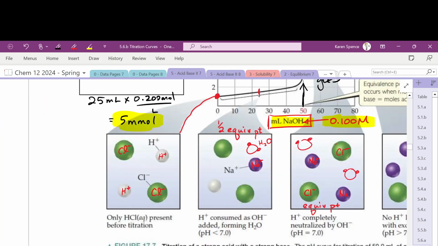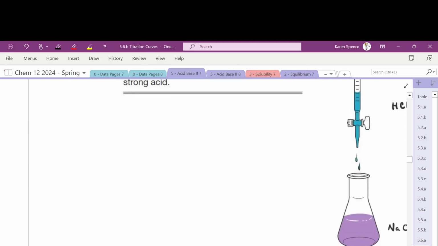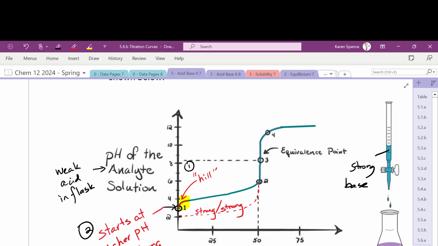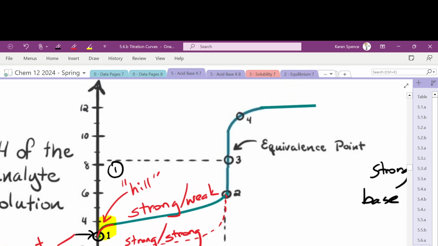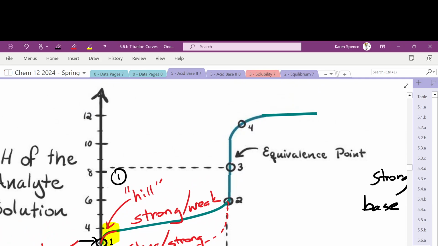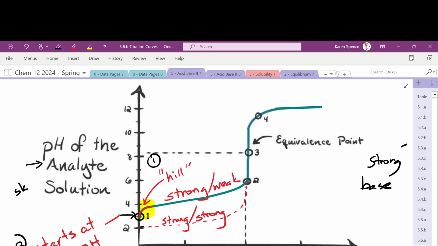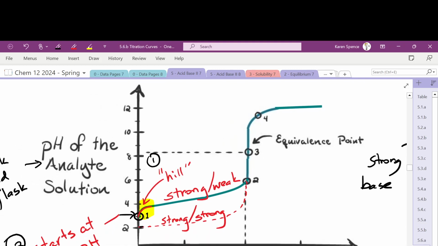Let's go back to page 96. This is our strong-weak titration. What is different? We have that hill at the beginning. It starts higher. What else is different? At the equivalence point, the pH is not 7. Is it higher than 7 or is it lower than 7?